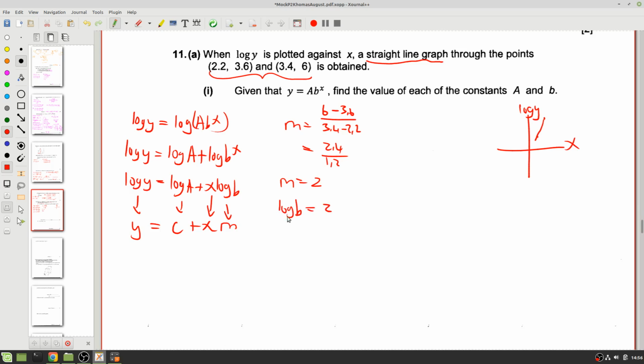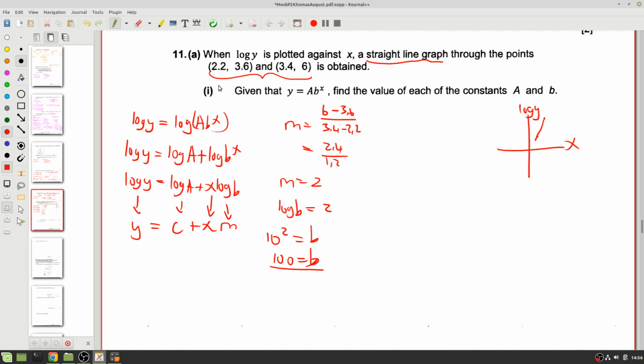Let's rewrite this in exponential form, so we can take the base, which is 10, raised to the power of the number on the other side, equals b. So we've got 100 equals b. Nice. Okay, so that's one thing solved. Now for a. So a is the c value. And so how do we find the c value in a straight line equation? Well, we substitute the points in, right?